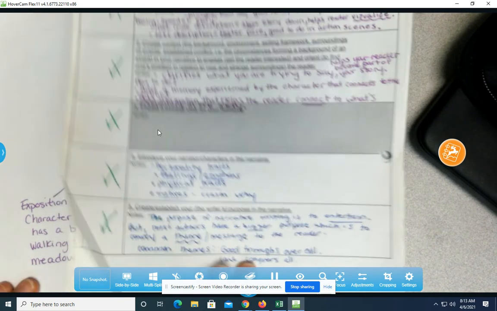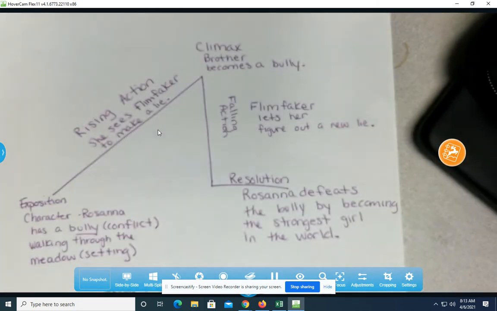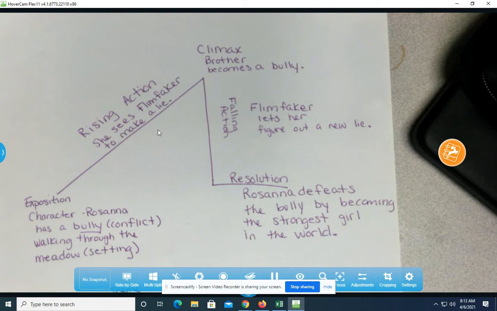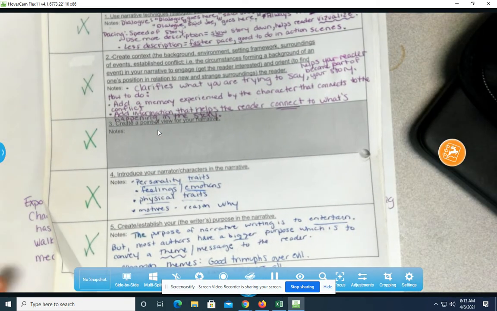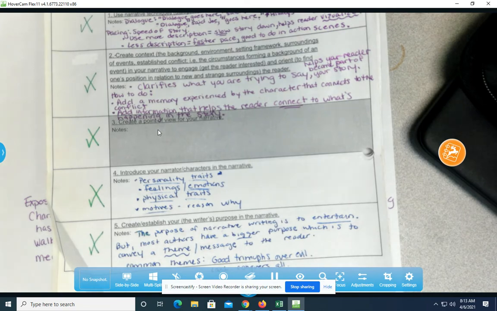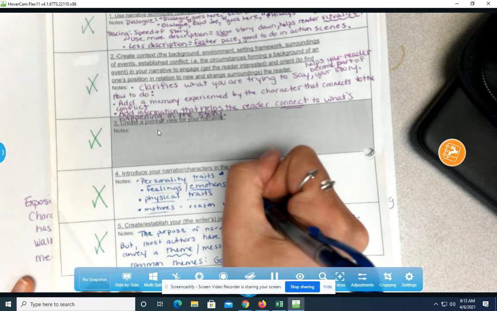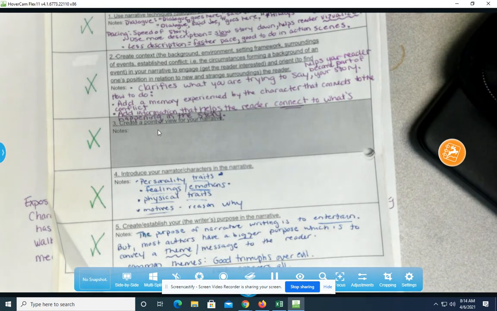And in my story about Rosanna, her motive was because she was afraid of getting hurt by the bully and she didn't want to be treated poorly by the bully. That was her motive behind why she goes to make a lie. So you want to make sure that you give your characters personality traits. You want to make sure you can tell when your characters are happy, sad, playful, energetic. You want to make sure that you tie in those feelings and emotions with their personality traits.